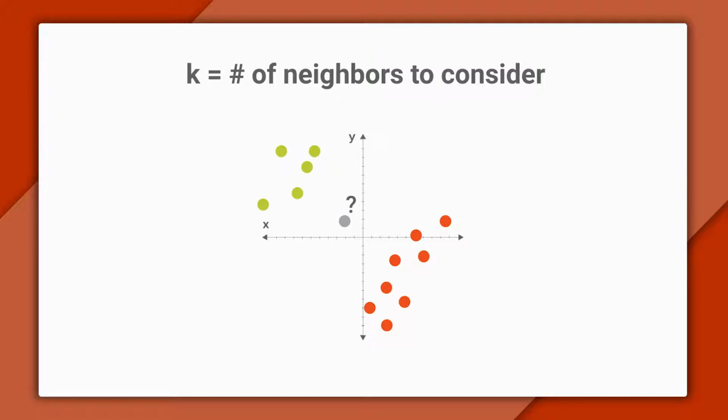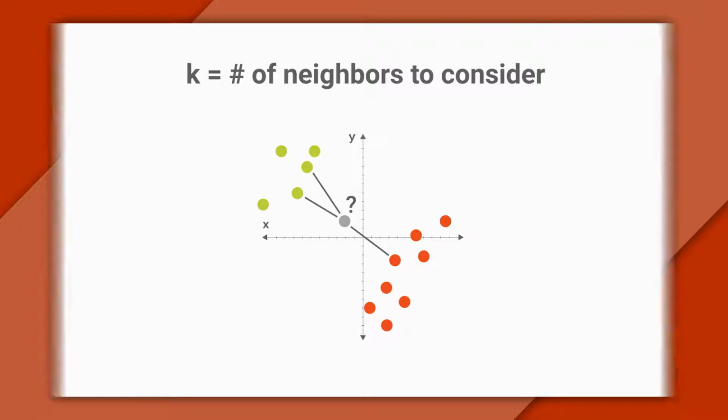If k was 1, we'd just look at the closest training point, but if k was 3, we'd look at the 3 closest. In this case, 2 of those are green and 1 is red. To predict, we could vote and predict the majority class. Now there's more detail to this algorithm, but that's enough to get us started.